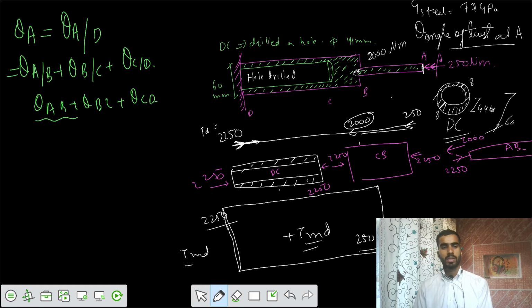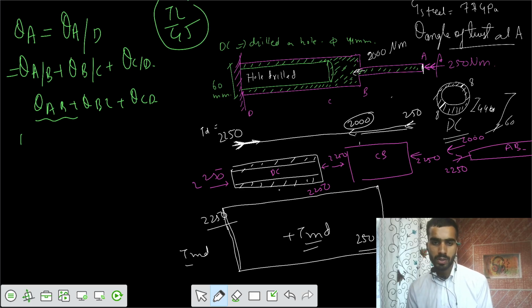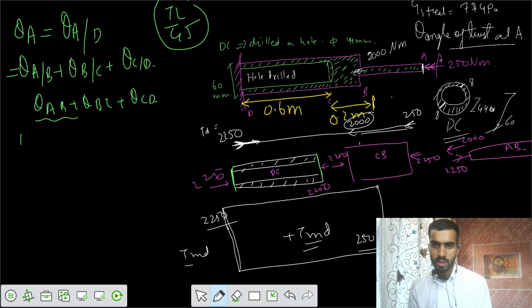Now you need to solve this when you have the equation TL by GJ. Your different torques are applied on the different cross sections. So your T is different, L is different. So the value of L I would take here. Let's say this one is your length of 0.6 meter. And this part is your length of 0.2 meter. This is your 0.2 meter. And this part is your 0.4 meter. This is your 0.24 meter.